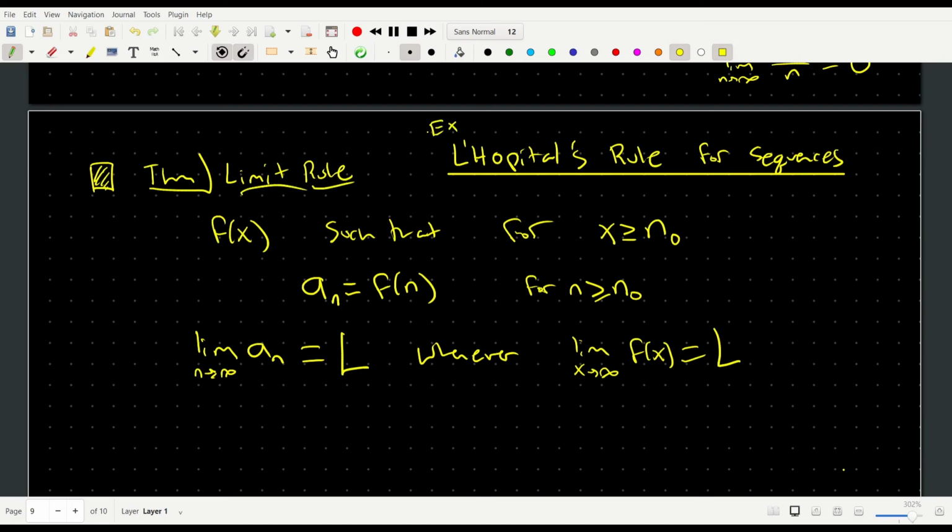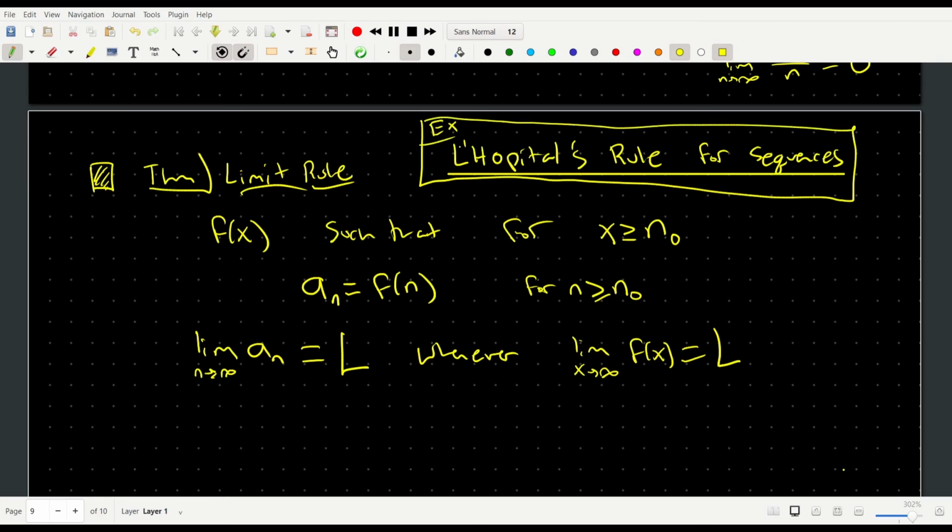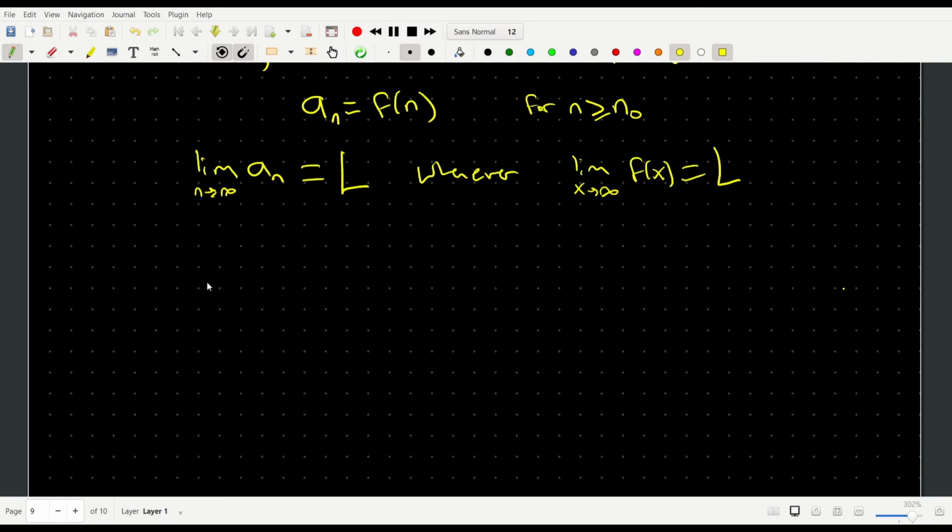L'Hopital's rule is a good example of how we can use this theorem. The idea is essentially that if we have a sequence a_n, for example a_n equal to (n+1)/n, we know that this is very similar to the function f(x) equal to (x+1)/x. It's actually coming from this function right here.